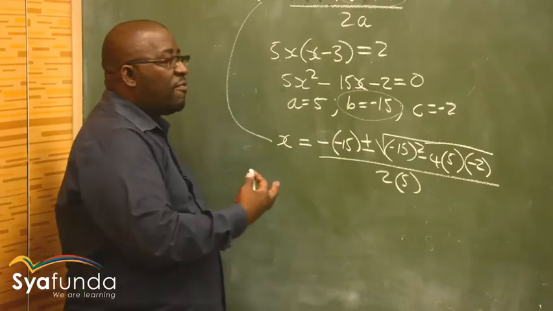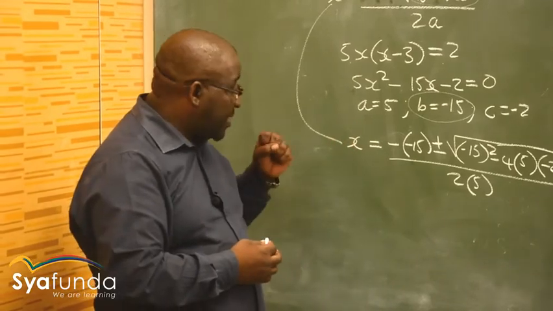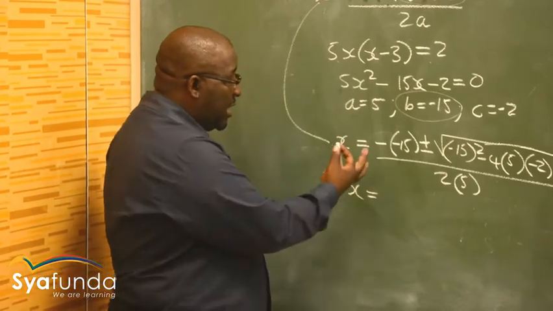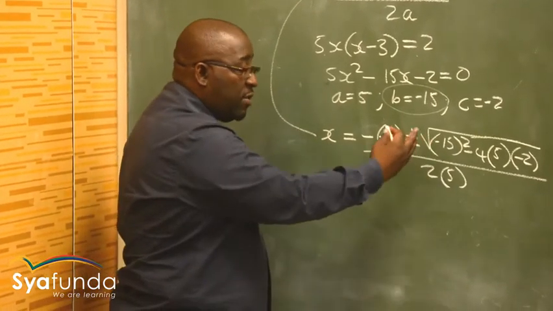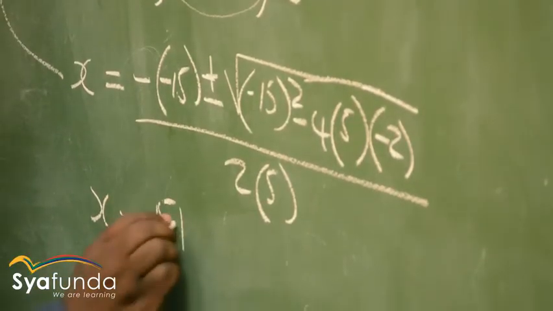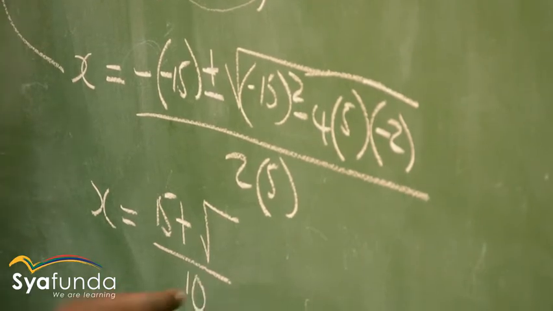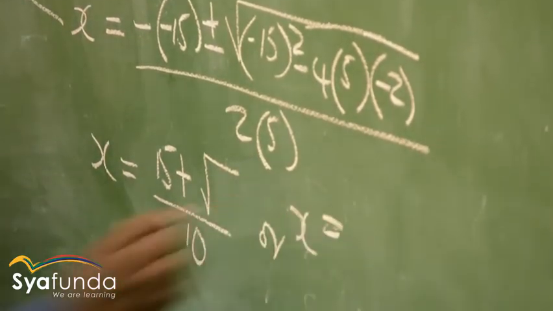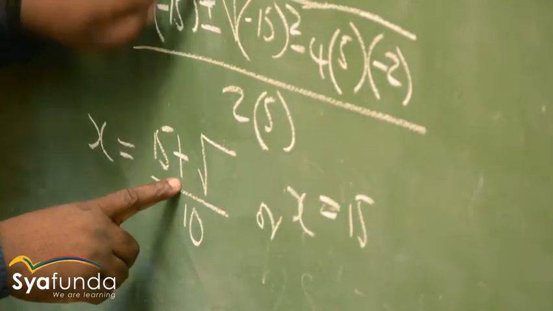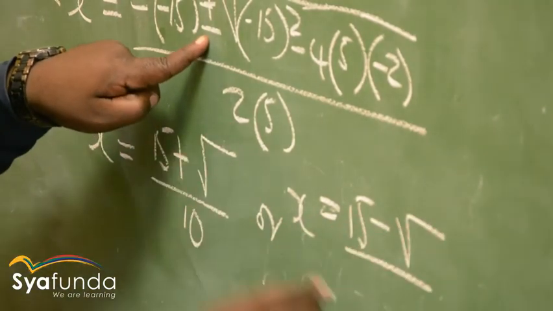Right. This step is the most important step when we deal with the quadratic formula. Substitute correctly. Then x will be, if you like, you can take this route, or you can go straight to the answer: you multiply this, you get 15 plus the square root of something over 10, or x equals 15 in this case. Remember, we've used plus in this case, now we've got to use minus: 15 minus the square root of something over 10.